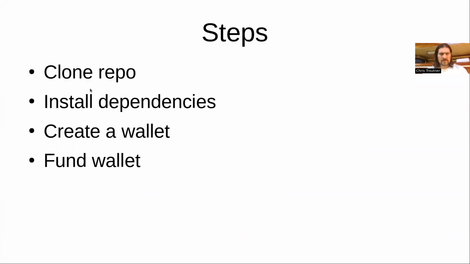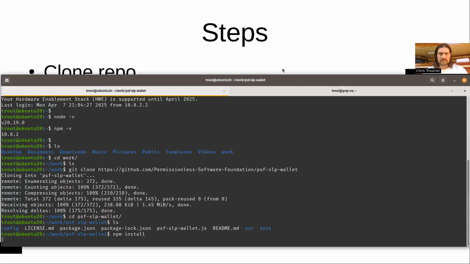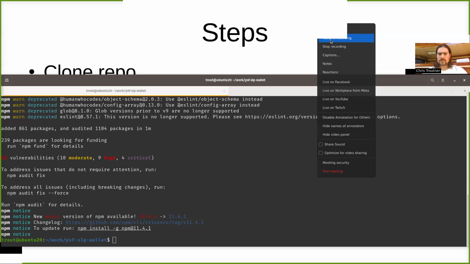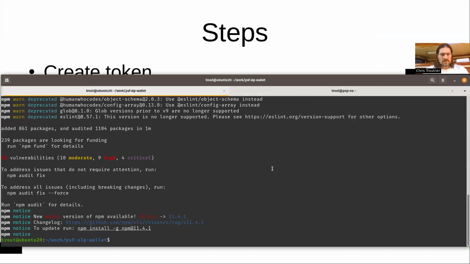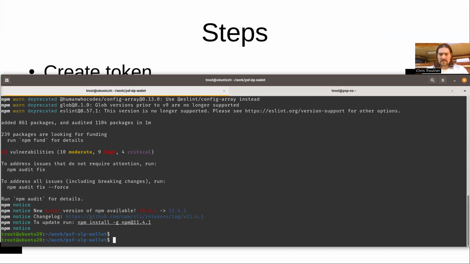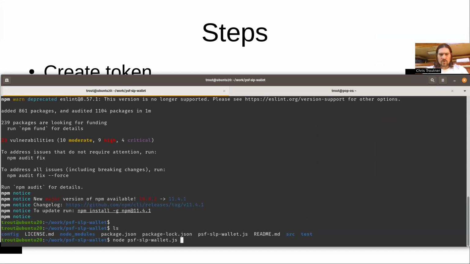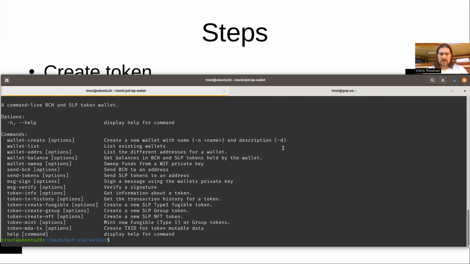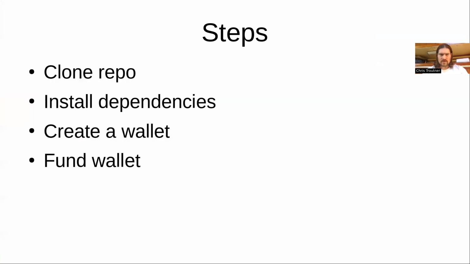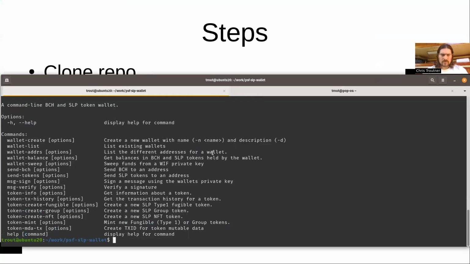So that covers step one, clone the repo, and now we're on step two, install the dependencies. Once your dependencies have been installed, you can run the software like this: node psf-slp-wallet.js, and then --help will give you a list of all the commands available in the command line wallet. So these are all the commands that we can use. So step three is create a wallet.